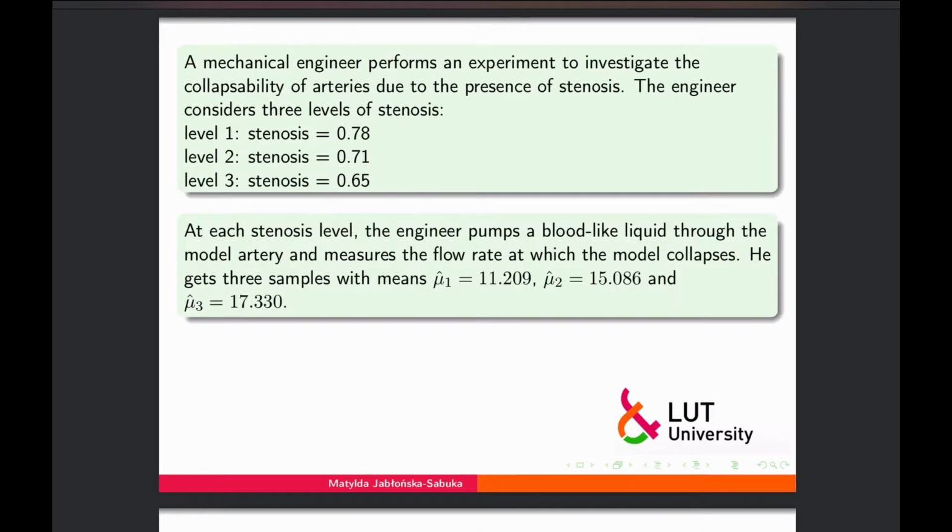So now a mechanical engineer performs an experiment to investigate the collapsibility of arteries due to the presence of stenosis. So the engineer considers three levels of stenosis: 0.78, 0.71 and 0.65. And at each stenosis level, the engineer pumps a blood-like liquid through the model artery and measures the flow rate at which the model collapses. So he gets three sample means from those tests.